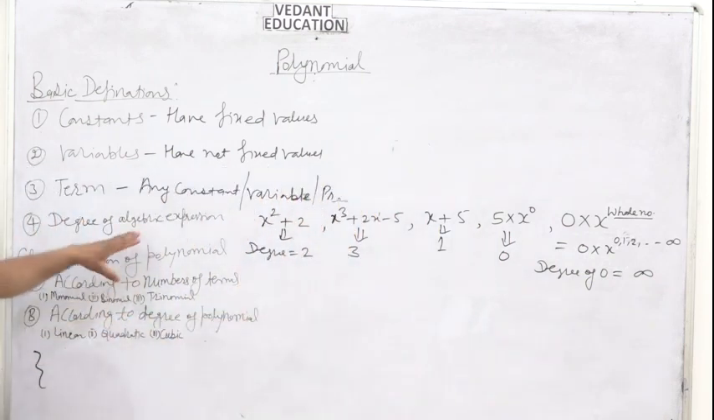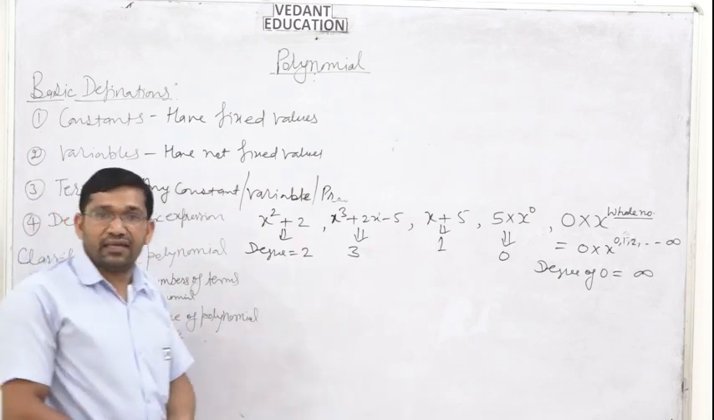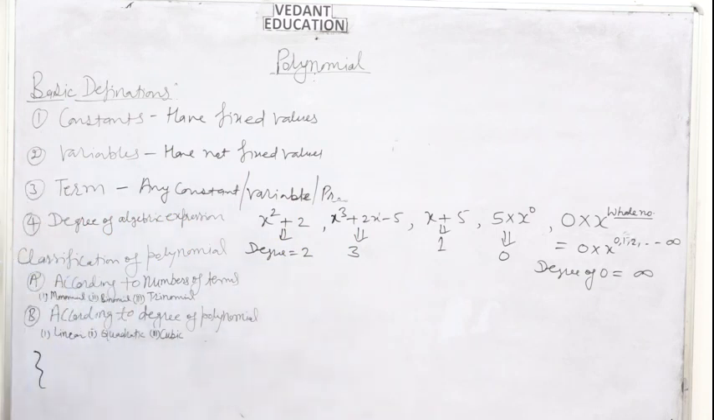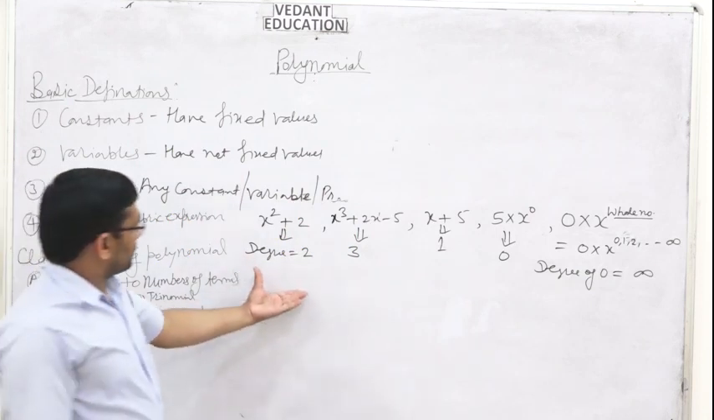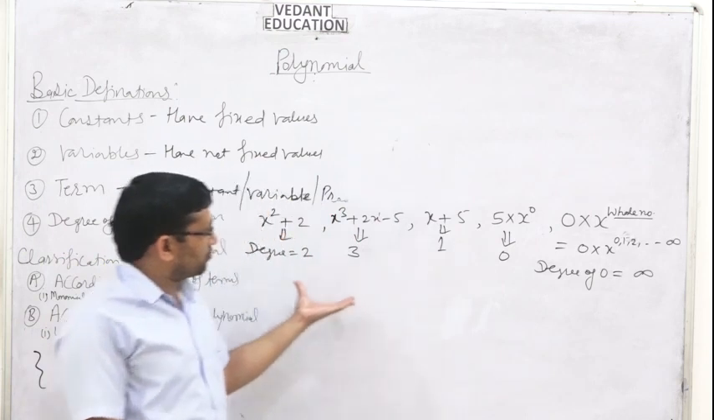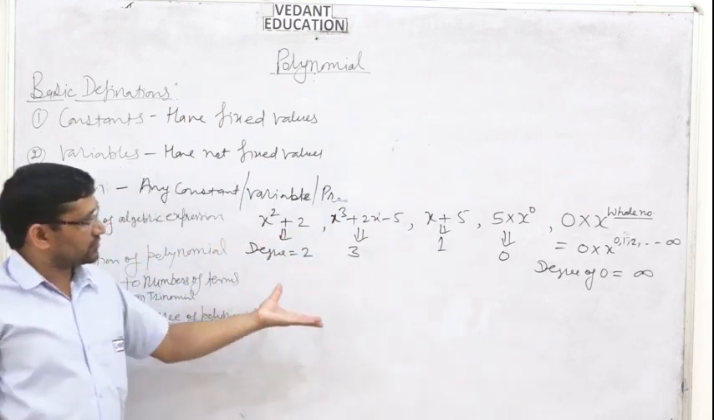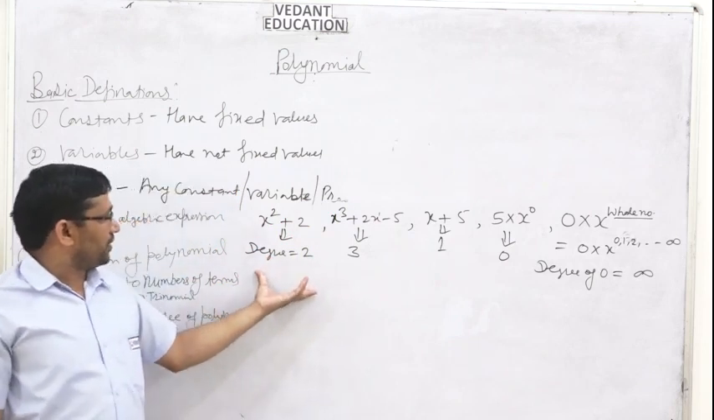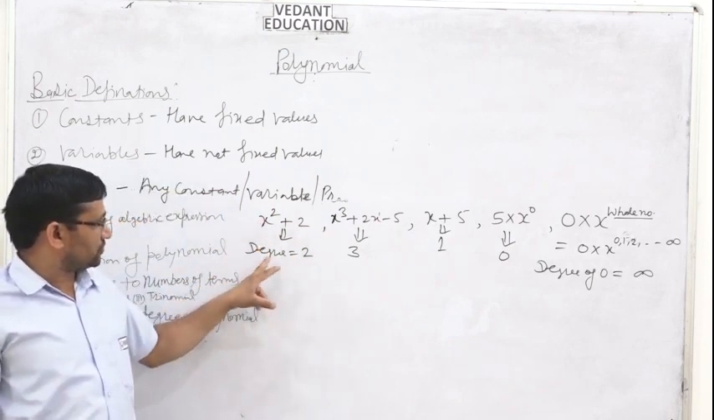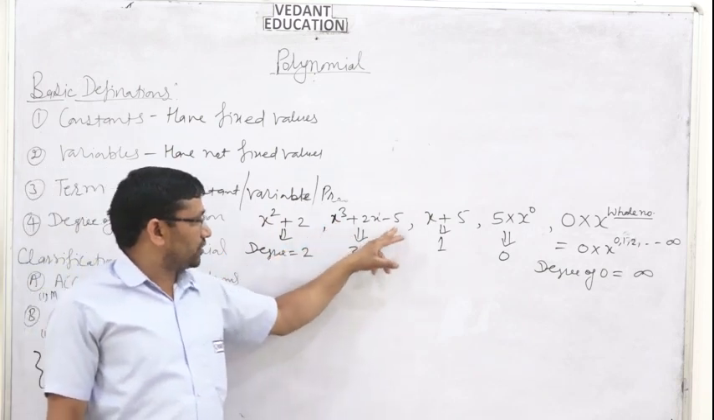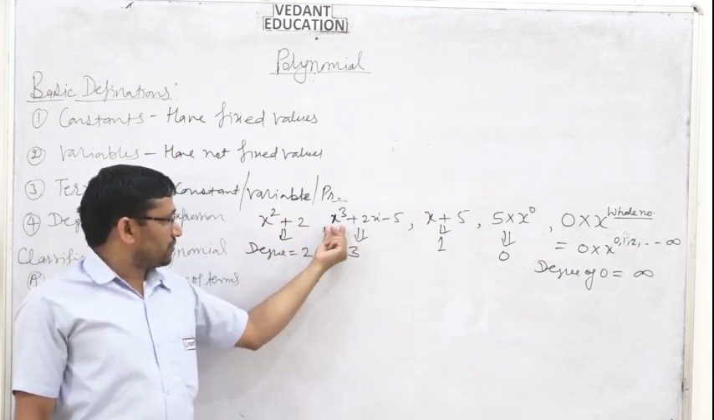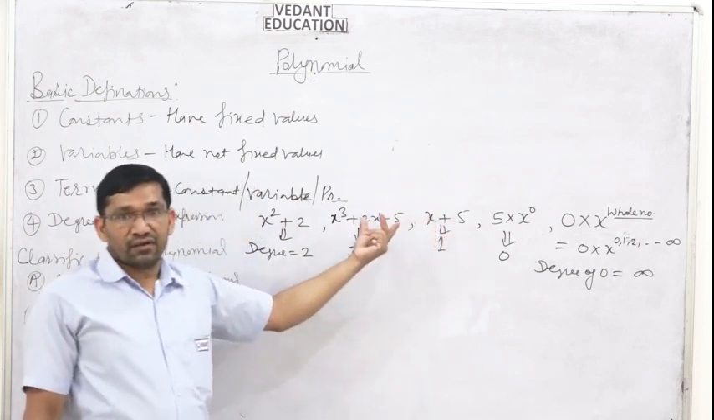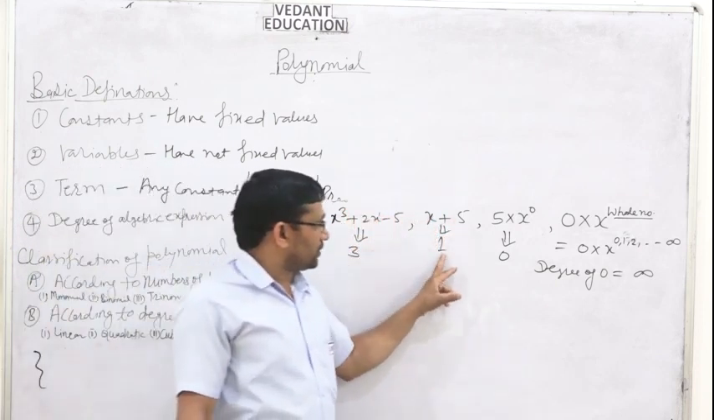So, with this method, we can easily find the degree of any algebraic expression. Degree is the highest power of the variable. In any algebraic expression, you look at the variable; the variable can be x, y, or z. The highest power of that variable is the degree. For x square plus 2, the degree is 2. For x cube plus 2x minus 5, x is the variable with highest power 3, so the degree is 3. For x plus 5, the highest power of the variable is 1, so the degree is 1.